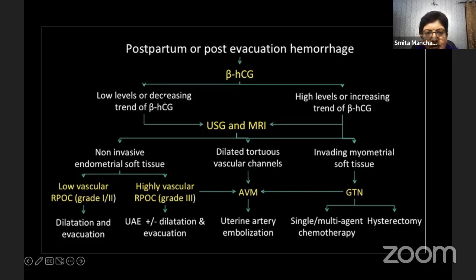So the beta HCG levels, whether low or higher, the patient has come for either an ultrasound or MR. If we are seeing a non-invasive endometrial soft tissue, depending on the vascularity, it can be an RPOC from grade 1 to 2 to 3. In grade 3, it may require a prior UAE followed by dilatation and curettage. If only dilated vascular channels are identified and you do not see an echogenic mass, it can be primarily an AVM or just a pseudoaneurysm, like a cyclic outpouching, and then the patient undergoes uterine artery embolization. But if you're seeing an invading myometrial soft tissue and higher levels of beta HCG, then it can be a spectrum of GTN, and then we evaluate further.